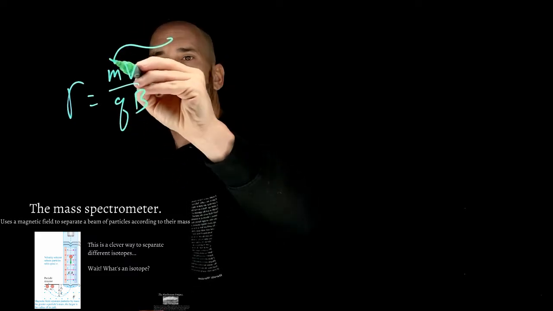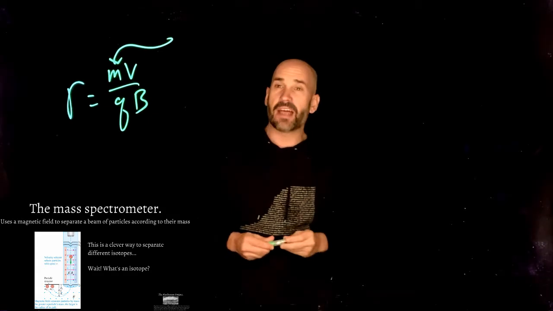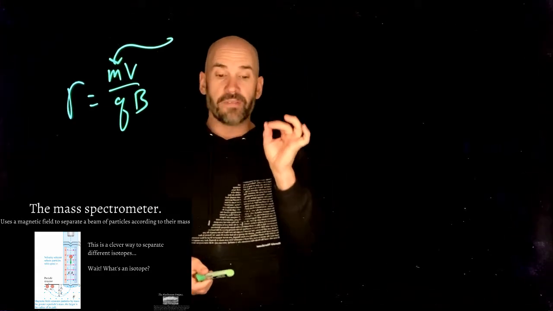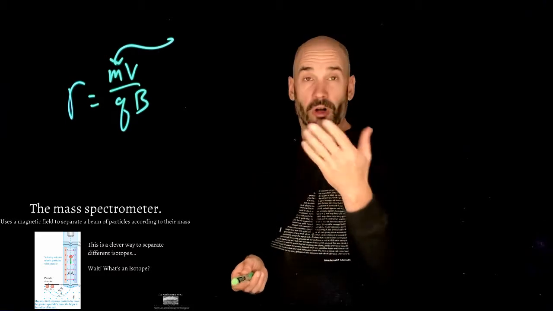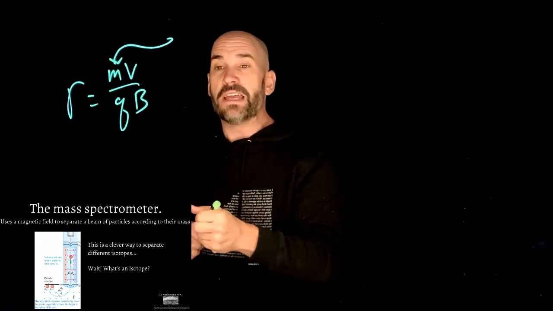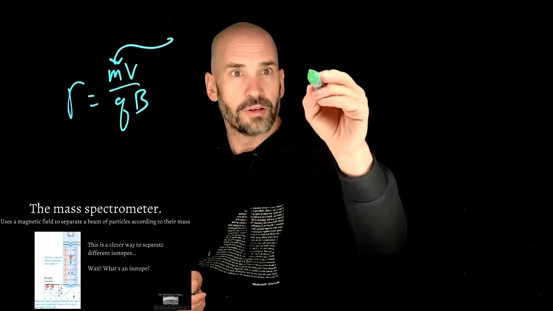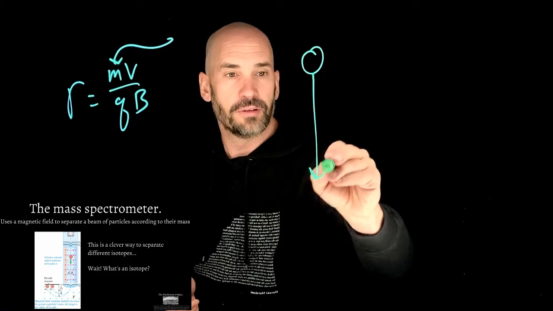The radius changes if the mass changes, right? And as we know, the isotopes of different elements will all have different masses. So if you have, so let's say you accelerate a particle, right?